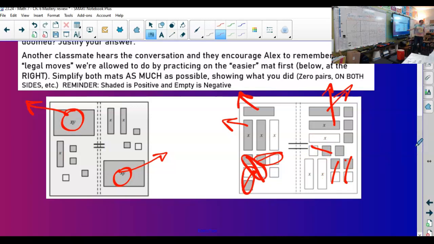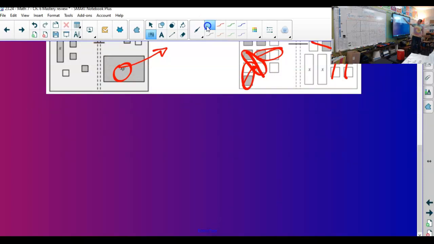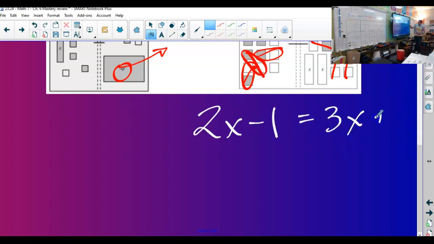And guys, a lot of us got to a point where you wrote out what you still had. And you had some amount, I'm not writing the right answer, but you had like 2x minus 1 equals like 3x plus 2, or something like that. That's not the right answer.